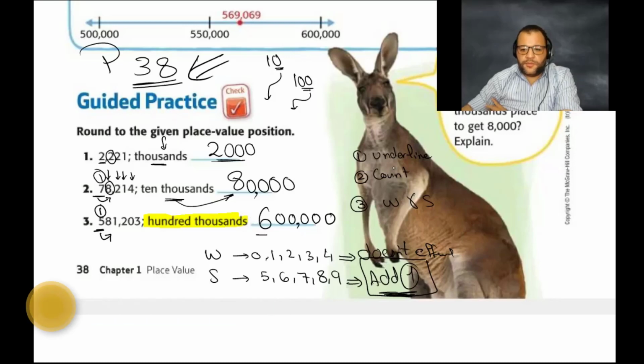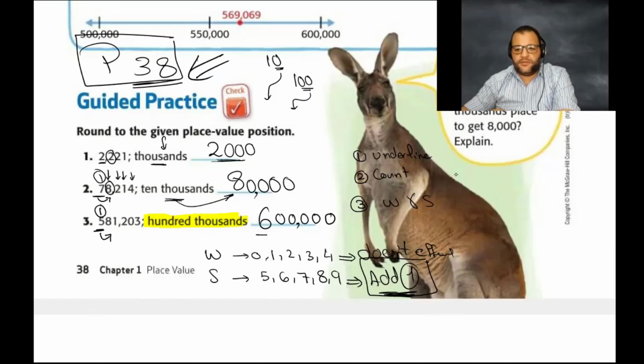Walid, what is the problem? I don't know what the thing is. Just look at the screen above, Guided Practice, and you will see. Page 38. Again, one more time, page 38.